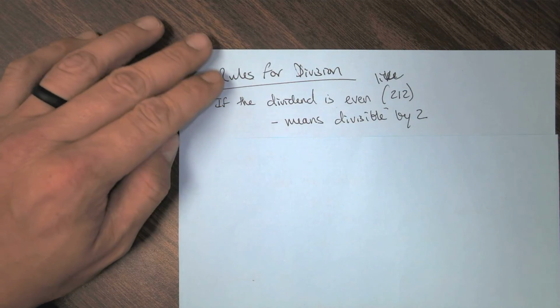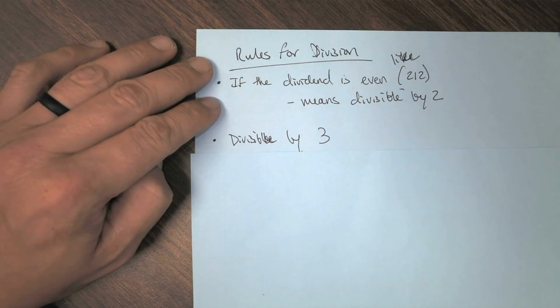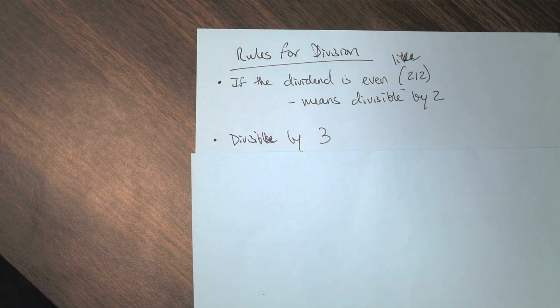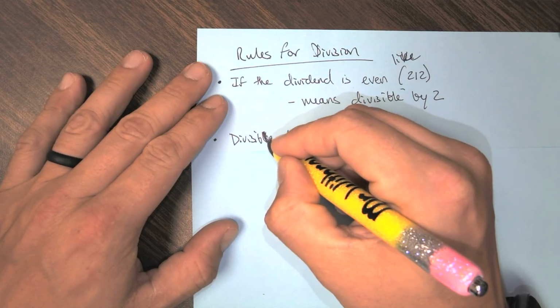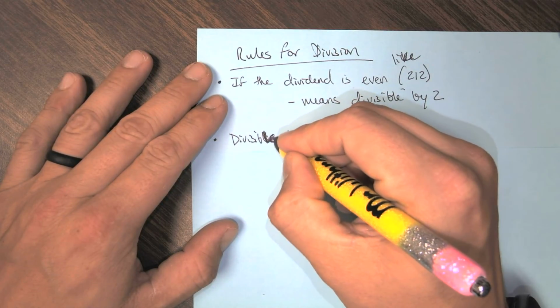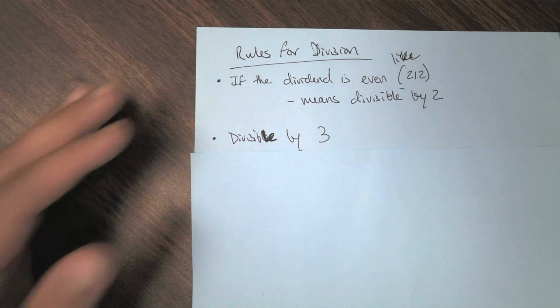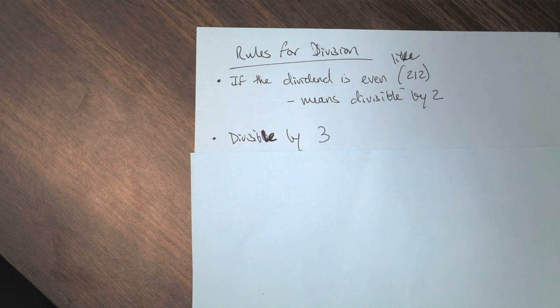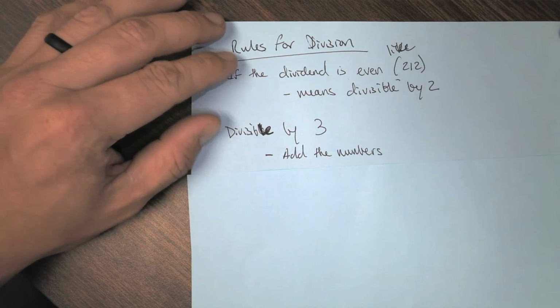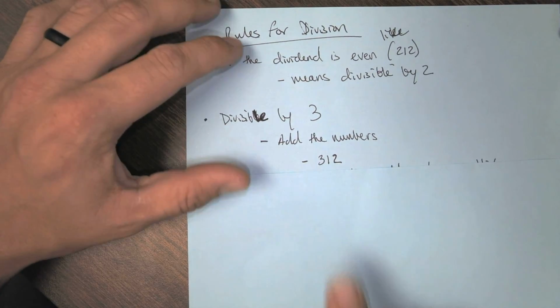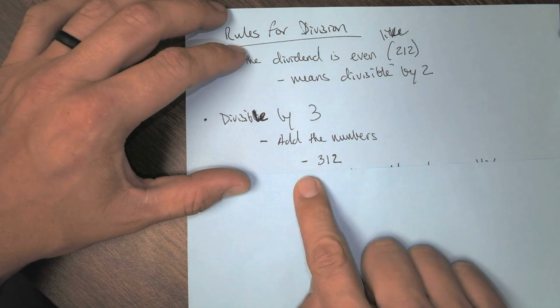Okay, the next one is talking about divisible by 3. So if it's even, it's divisible by 2. You can divide the 2 out anytime. Now, this one's where it gets a little weird, a little complicated. Divisible by 3 is you have to add the numbers up. So like 312, we're going to add those up.